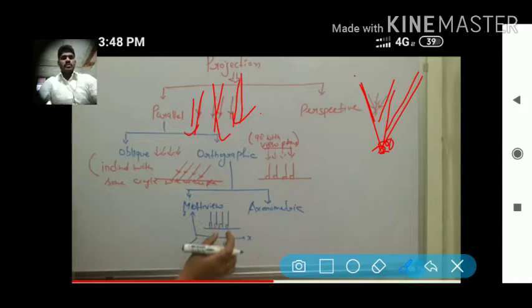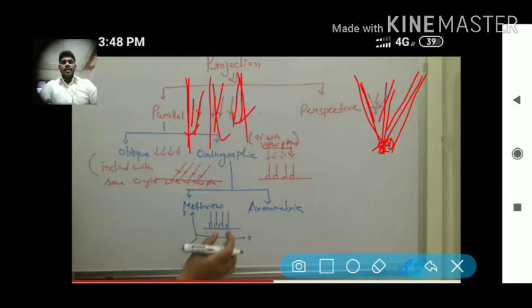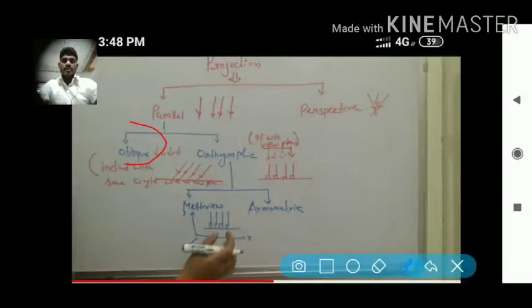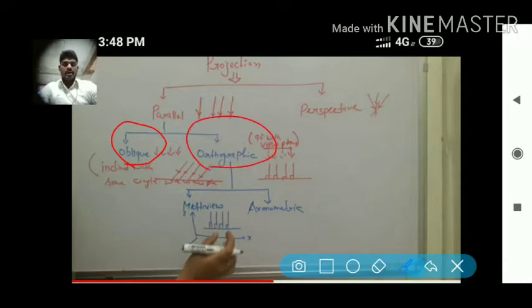So in perspective, all lines meet at one point. In parallel projections, all lines go in a parallel way and will not meet at any point. Based on this, we classified projections into two types: parallel and perspective. Then we will see oblique. Oblique is again classified into Cavalier and Cabinet, and orthographic is again classified into multiview and axonometric.